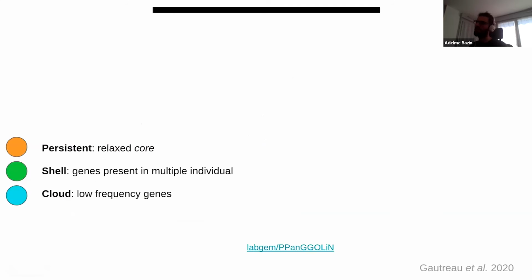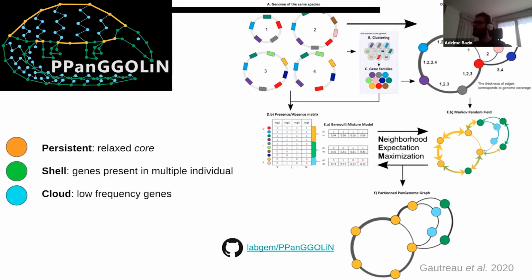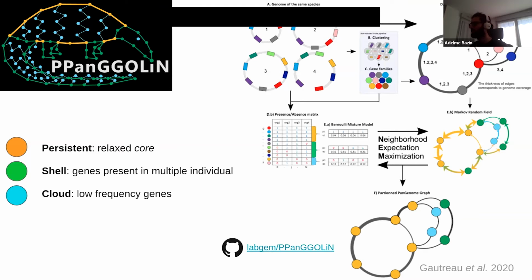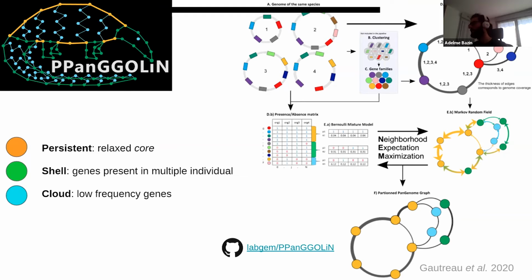So to realize this partitioning, we developed a tool called PPanGGOLiN. This tool relies on a pangenome graph. So how do we build this pangenome graph? We use annotated genomes. We cluster all the genes together to build gene families. Then we build a graph where nodes are gene families and edges between the nodes are adjacencies along chromosomes. So here, the blue and green nodes are close together in the graph because they are linked in the genome.